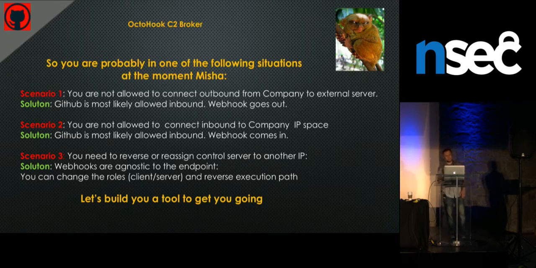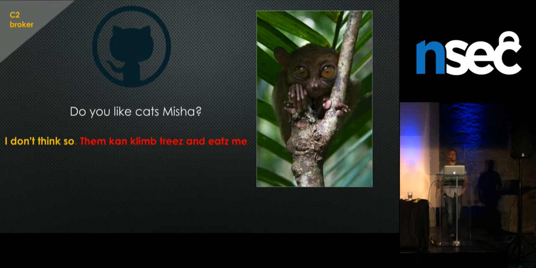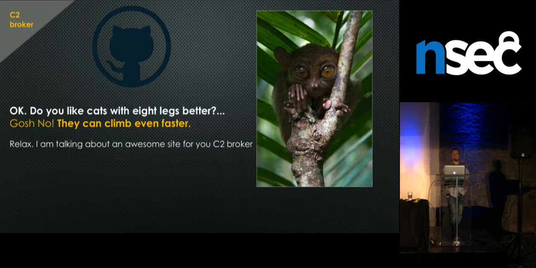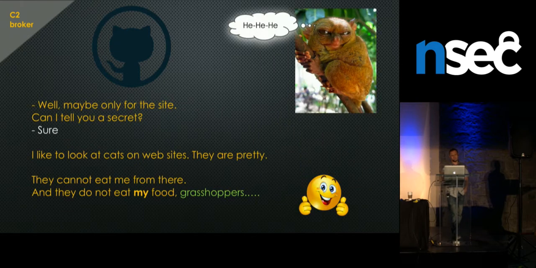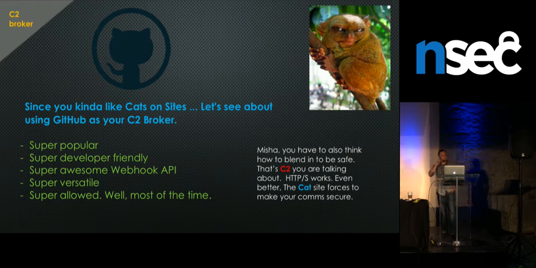So let's build you a tool to get you going, Misha, right? A really nice intermediate C2 broker is a cat site of some sort. And Misha does not really like cats, and actually Misha doesn't like cats with 8 legs either. But if Misha can take advantage of that site, then he'll be happy. Right, so let's go ahead and evaluate a cat site. A cat site is super popular, developer friendly, obviously, everybody uses it. It has a really awesome webhook API and is allowed, right?